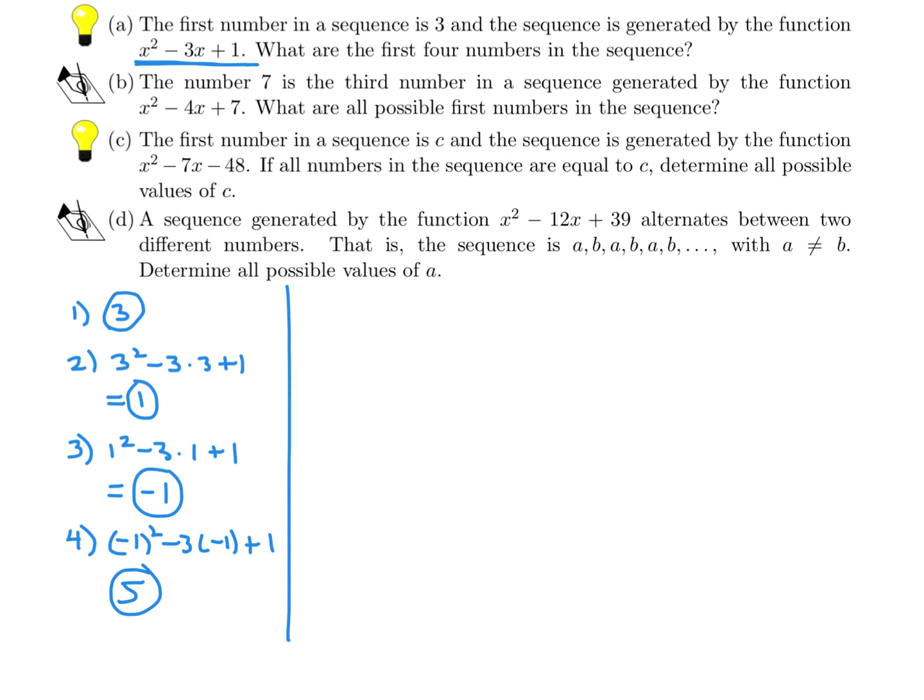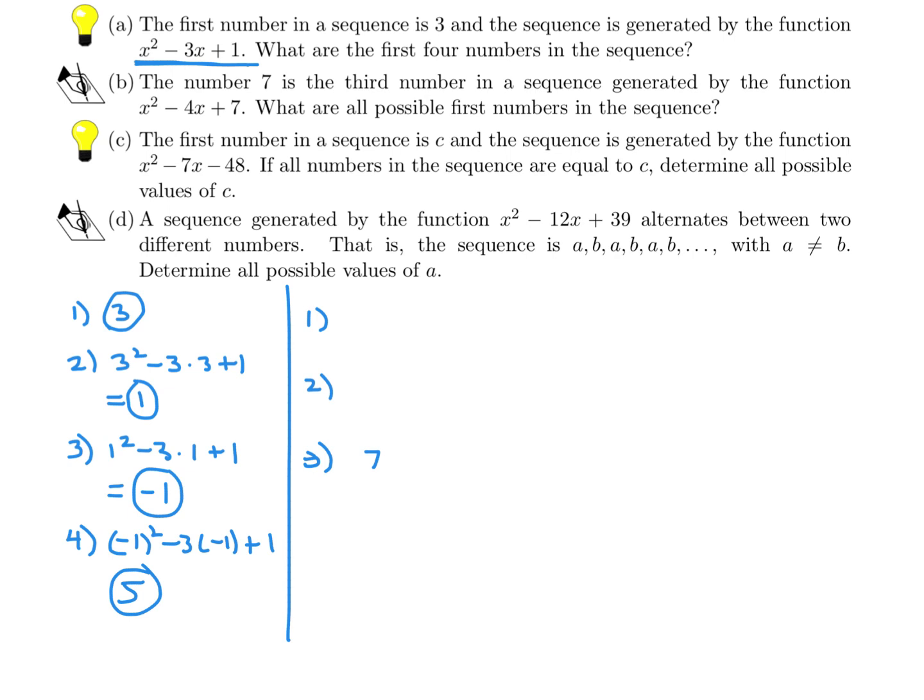Part B, the number 7 is the third number in a sequence generated by the function x squared minus 4x plus 7. What are all possible first numbers? Okay, so the first number we don't know, the second number we don't know, but the third number we know is a 7.